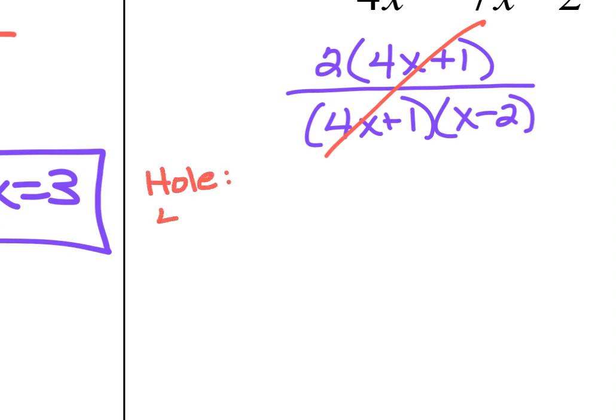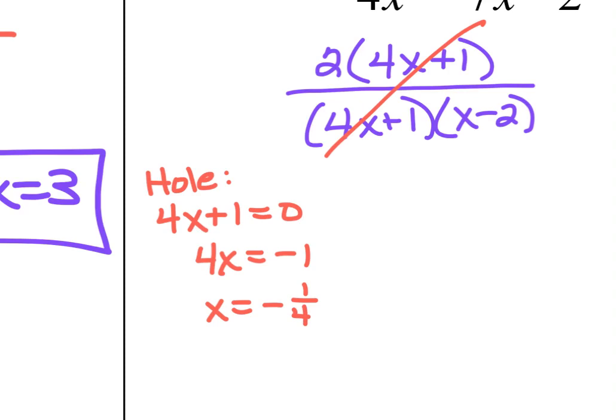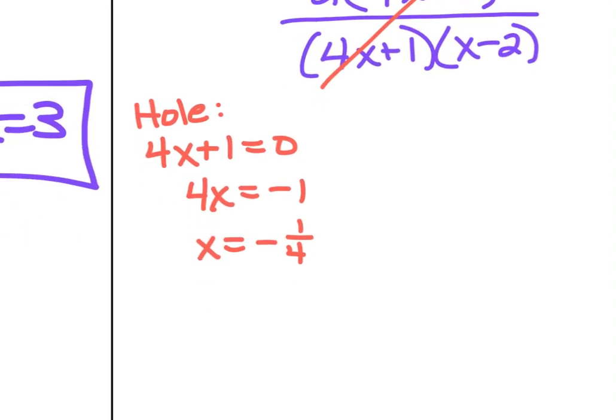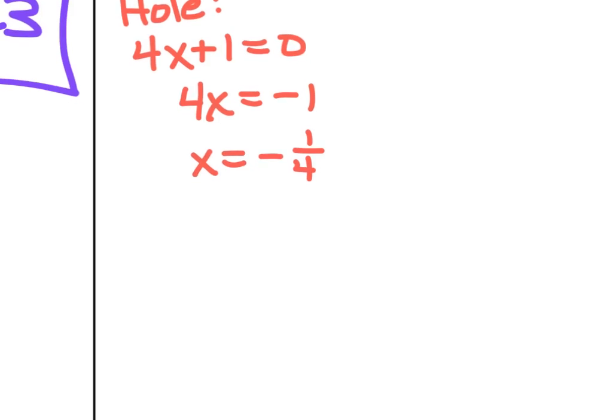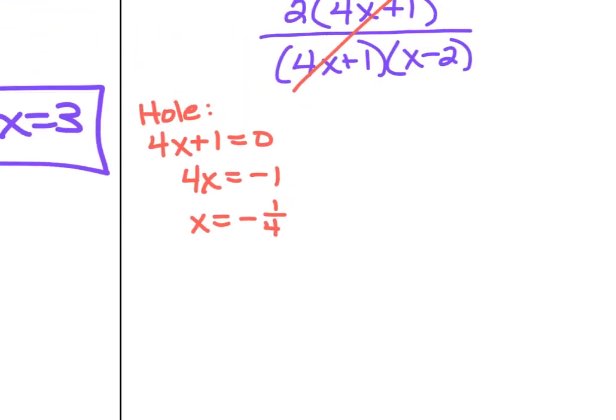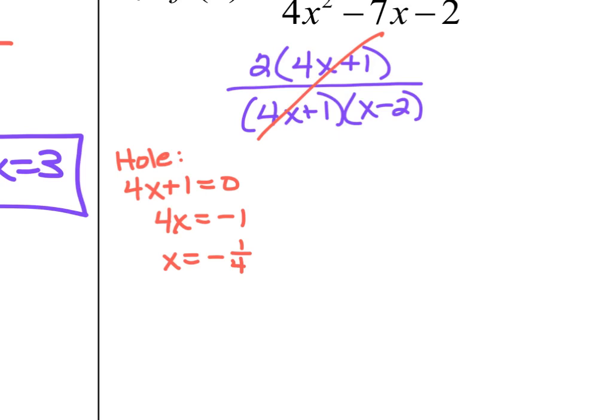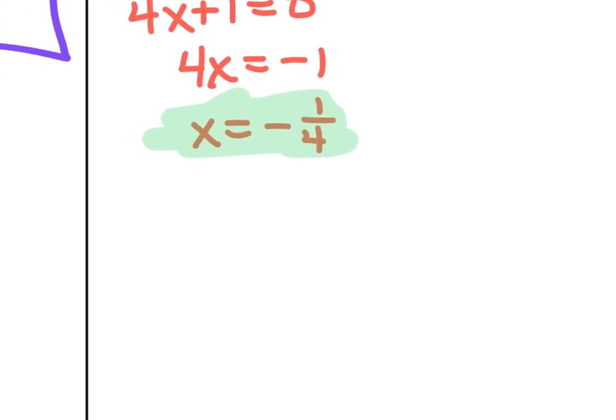And the hole happens where 4x plus 1, the thing that factored, is equal to 0. 4x equals negative 1 and x equals negative 1/4. But I also want you to find the y value. So you find the y value of the hole by looking at what you didn't cancel. So I've got 2 over x minus 2. Substitute the x value of the hole into 2 over x minus 2.